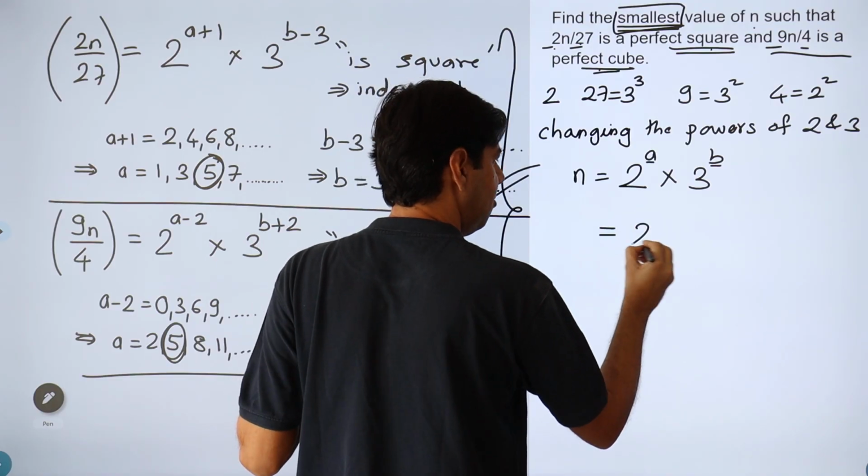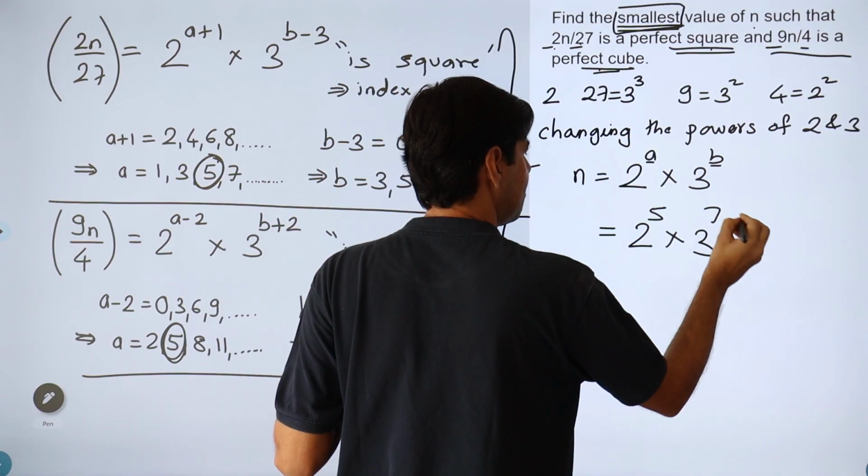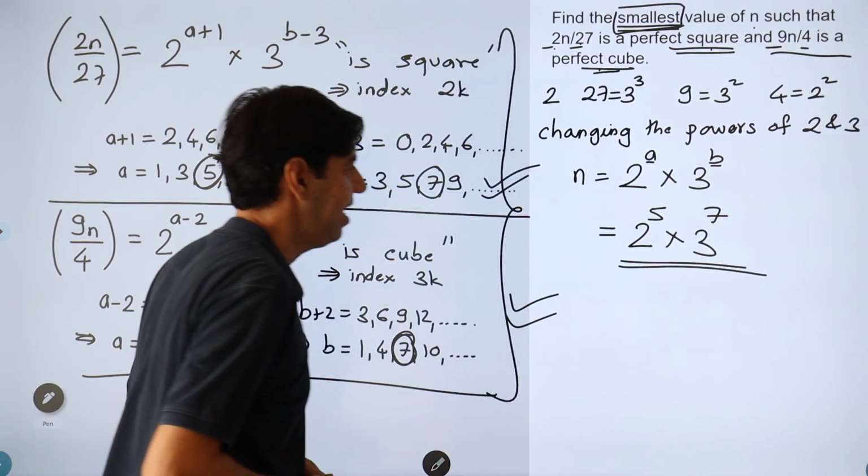So the smallest value of n that we can come to is 2 raised to 5, 3 raised to 7. And this is my answer.